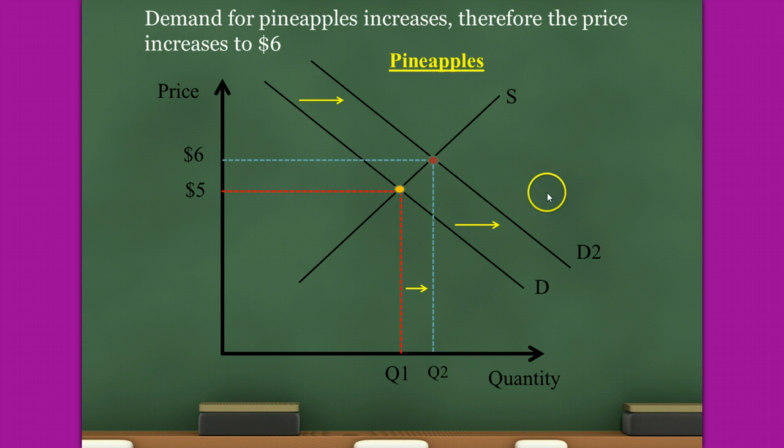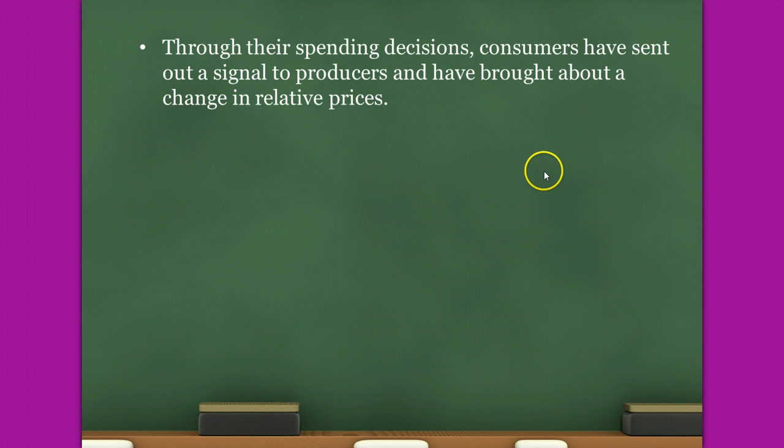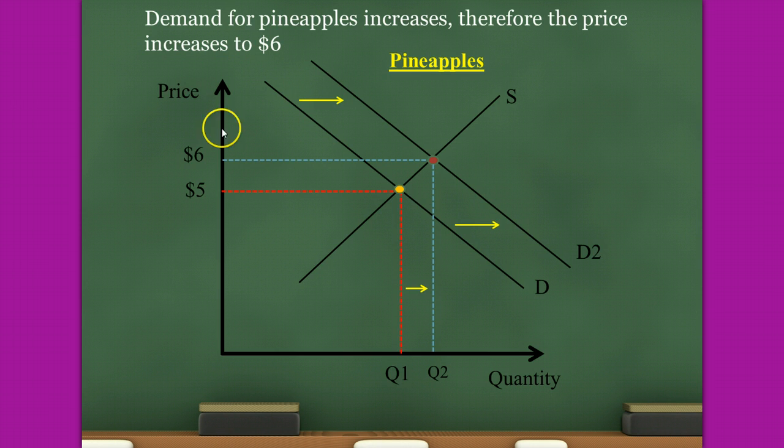Now, here comes the relative prices part. Because the price of pineapples has increased to $6, producers will now look there and say, we may reallocate our resources from bananas into pineapples, because remember we said the cost is the same. So relative to bananas, producers can make more money simply by producing pineapples. Through their spending decisions, consumers have sent out a signal to producers and have brought about a change in relative prices. So that's exactly what we're looking at here.